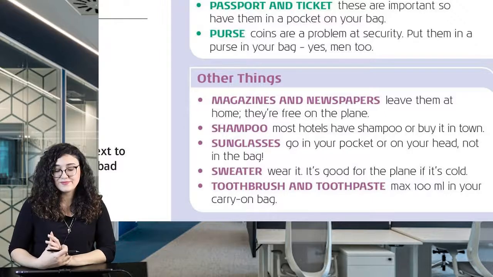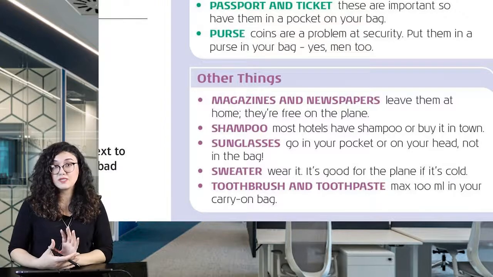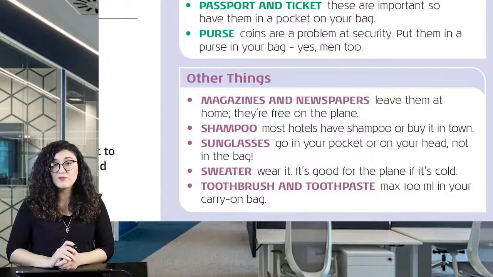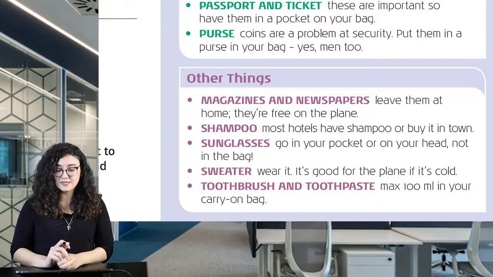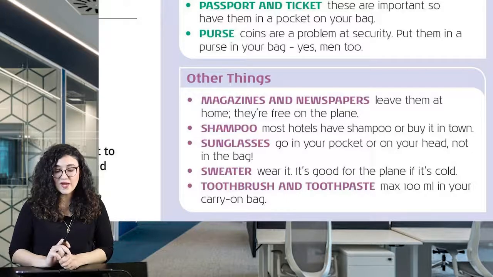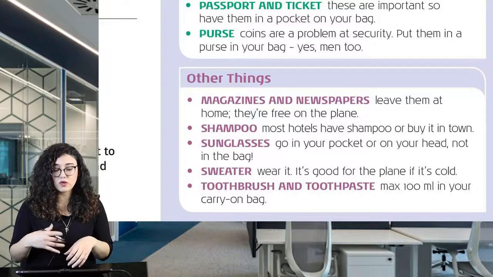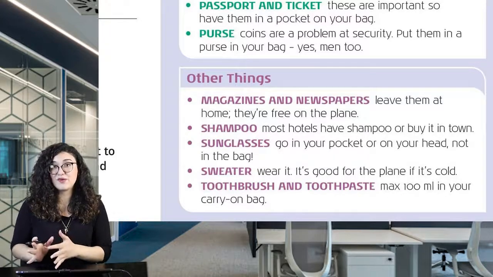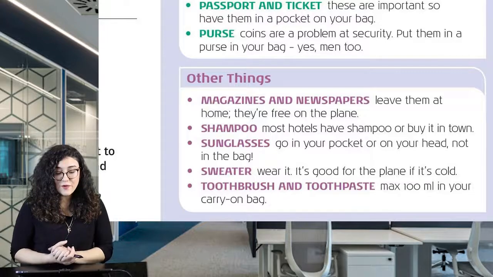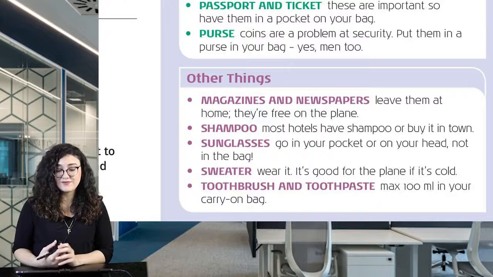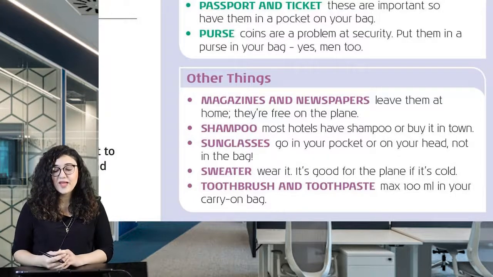Magazines and newspapers. Leave them at home. They are free on the plane, so they are not necessary. Shampoo. Most hotels, they have shampoo, or buy it in town. Sunglasses. Go in your pocket or on your head, not in the bag. So you can keep them in your pocket or on your head, and you can free some space in your bag. You don't need to put them in the bag. Sweater. Wear it. It's good for the plane if it's cold. Toothbrush and toothpaste. Maximum 100 milligram in your carry-on bag.